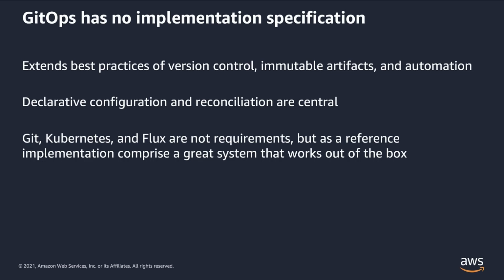This really extends best practices of things that we've been doing for a while. The real central point here, the linchpin to GitOps, is this declarative configuration and the reconciliation in the system. Git, Kubernetes and Flux itself are not requirements, but as a reference implementation, it's a really good system to get started with because GitOps revolves around convergence to the desired state. This is a different way to look at automation. It changes the context a little, and it makes the main tool and workflows Git, your pull requests and those typical development workflows.